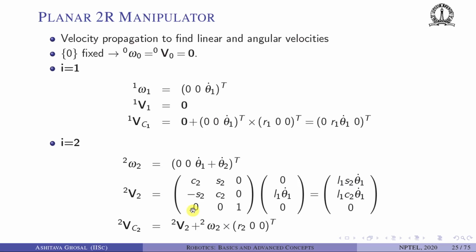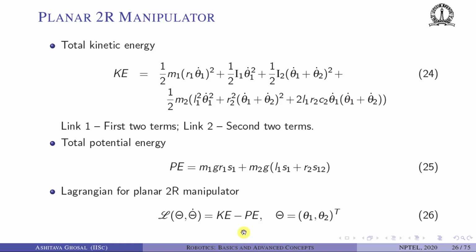Only what is happening to the first link, which is theta 1 dot, will affect the linear velocity. The velocity of the CG now is the origin of the second link plus omega cross r, and r is along the x-axis at a distance r2. R here is the location of the CG. So we can multiply out and obtain the velocity of the CG.